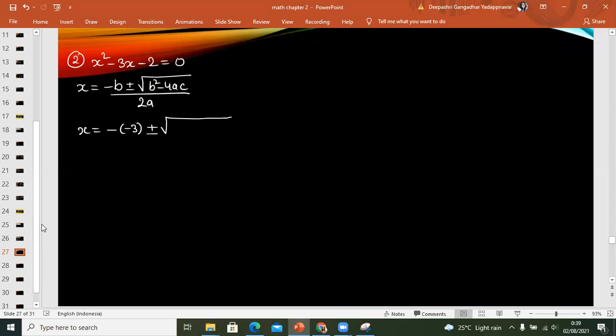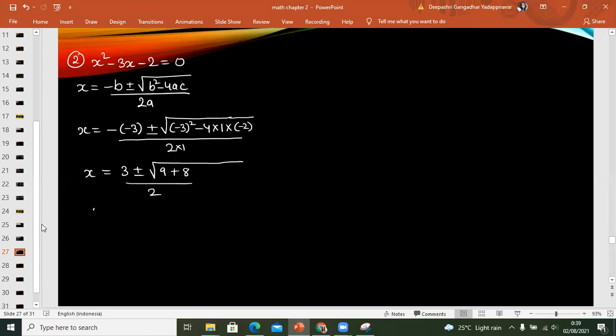Equals, plus or minus b square, which is negative 3. Please write it in the bracket. Minus 4 times a which is 1 and c which is negative 2. So write this also in the bracket. Divided by 2 times 1. X equals negative times negative becomes positive 3 plus or minus root of negative 3 times negative 3, which is positive 9. This negative times this negative 2 will give you positive, and 4 times 1 is 4, 4 times 2 is 8.